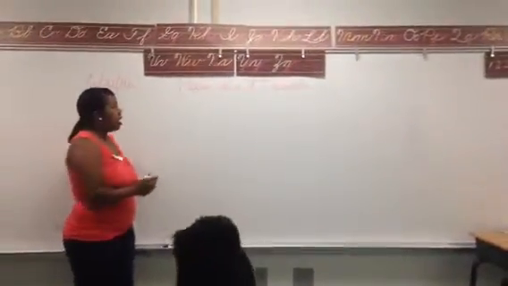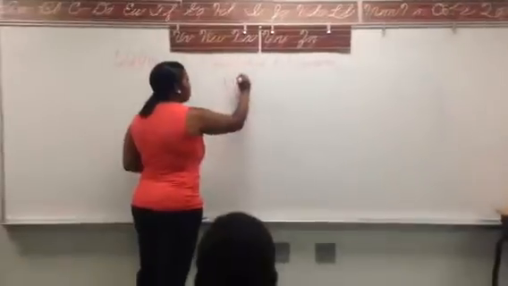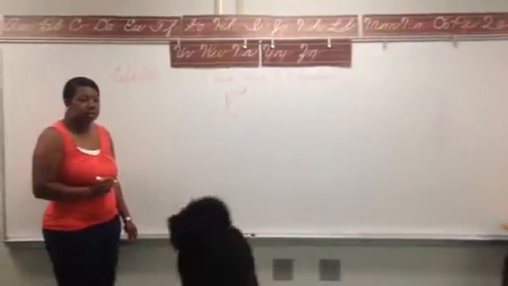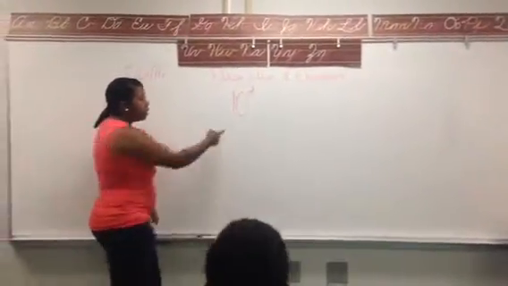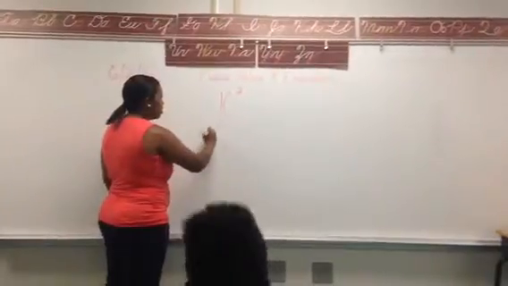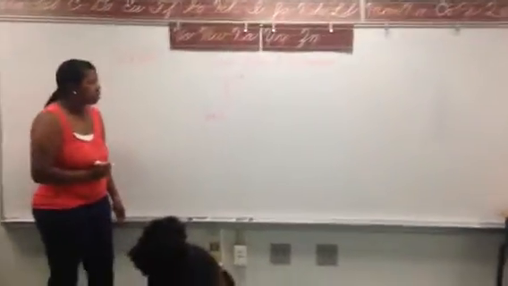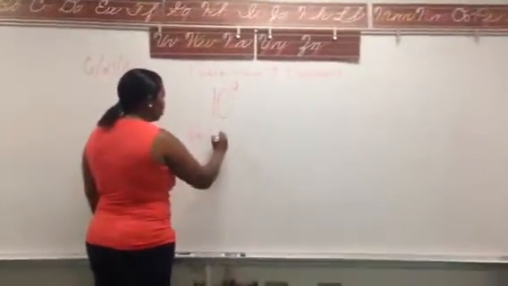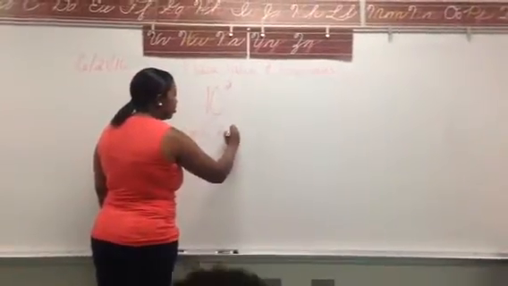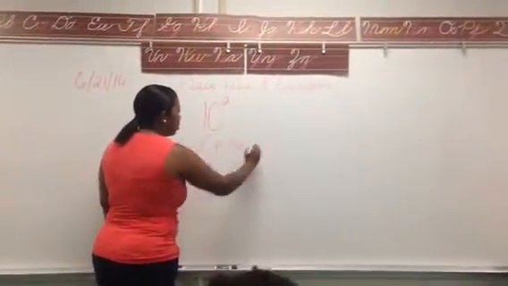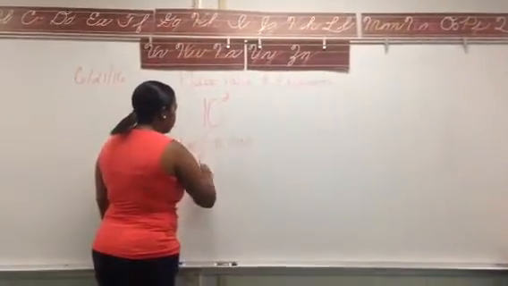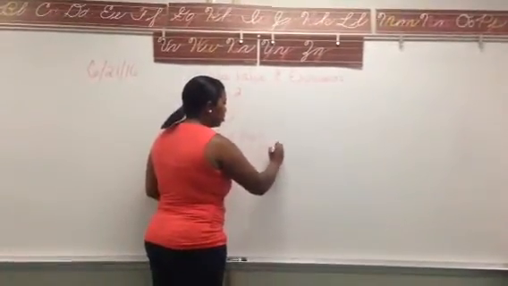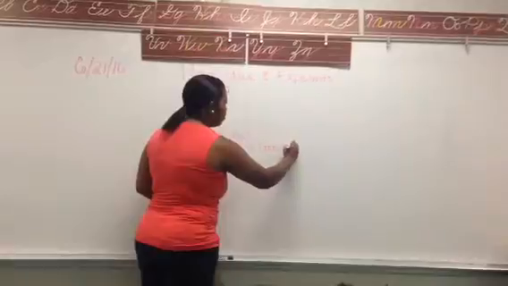Exponents. In an exponent, we have different parts. So we're going to write this exponent first, and we're going to label the parts of the exponent. The 10 represents the base. Okay? And the base is the number you multiply times itself.